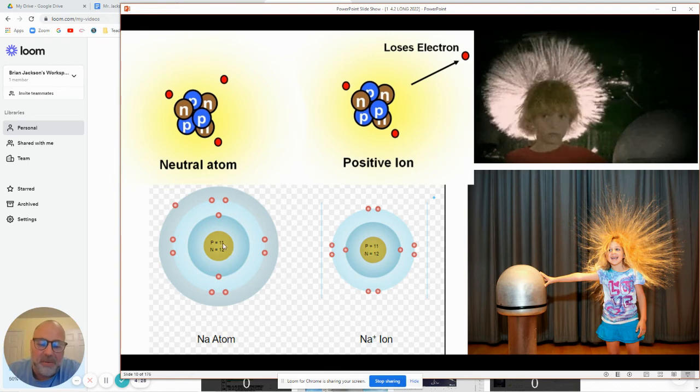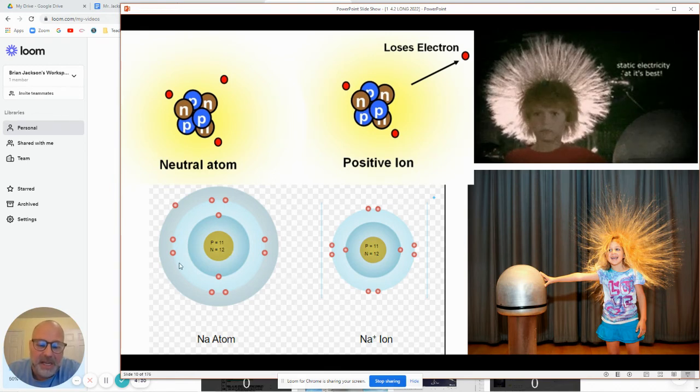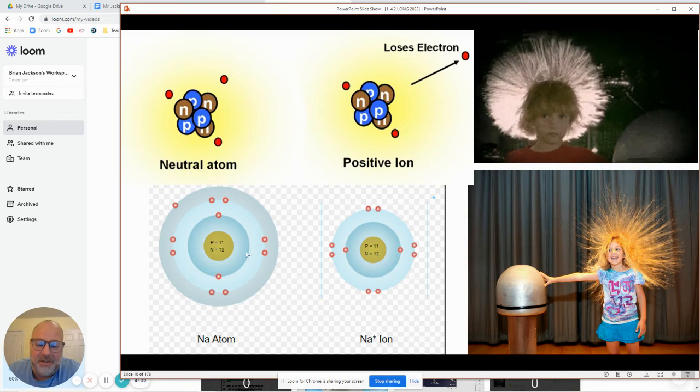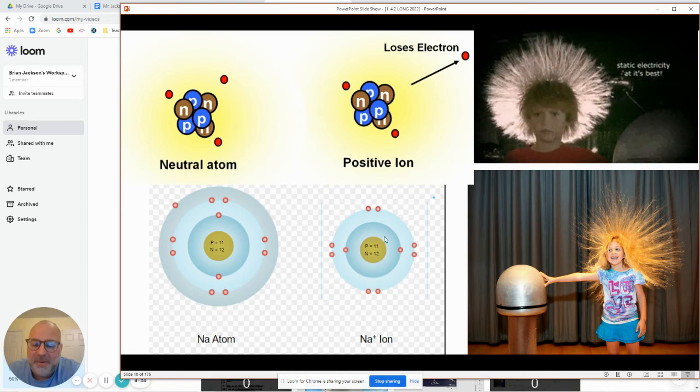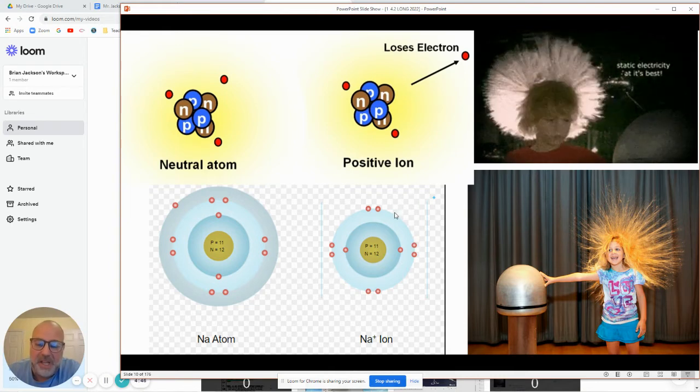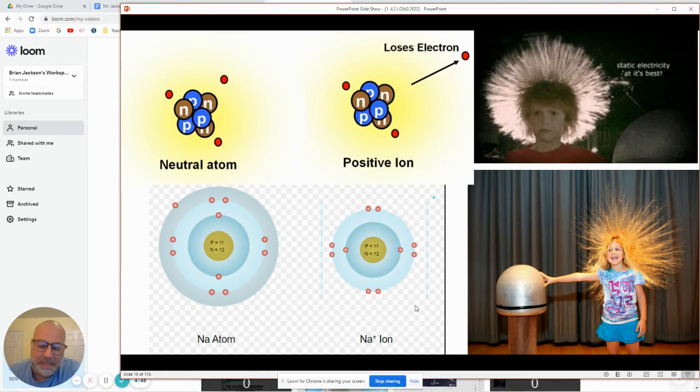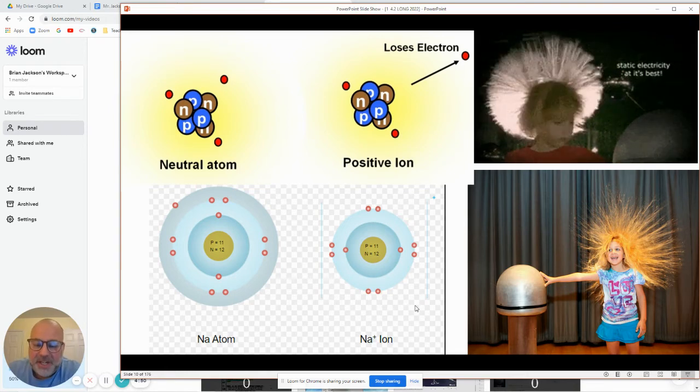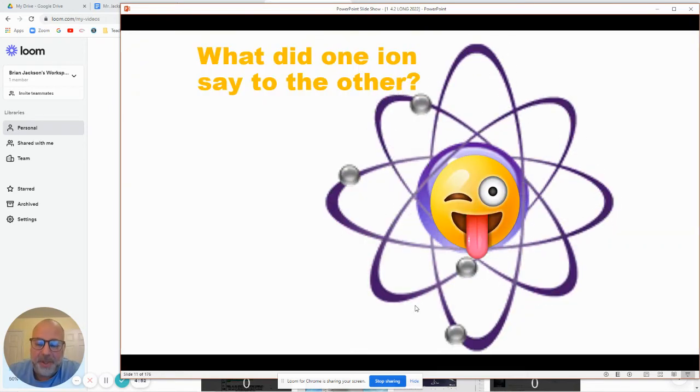Or here's sodium, right? With 11 protons, and here it's got 11 electrons spinning around it. But now the number of electrons is different. Once that number of electrons is different, it becomes an ion. So in this case, 11 protons, 1, 2, 3, 4, 5, 6, 7, 8, 9, 10 electrons. It's missing one electron, so that means it's an ion. That means you would get shocked if you touch that thing. You gotta be really careful with it.